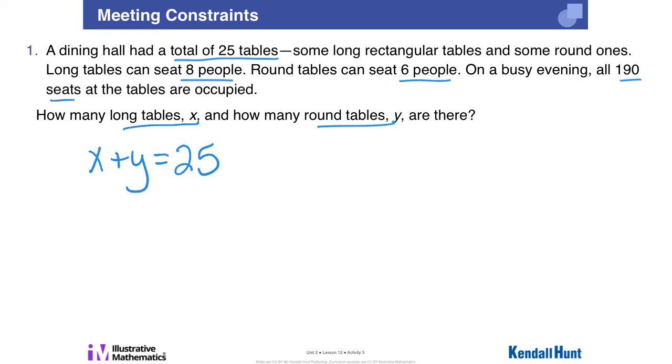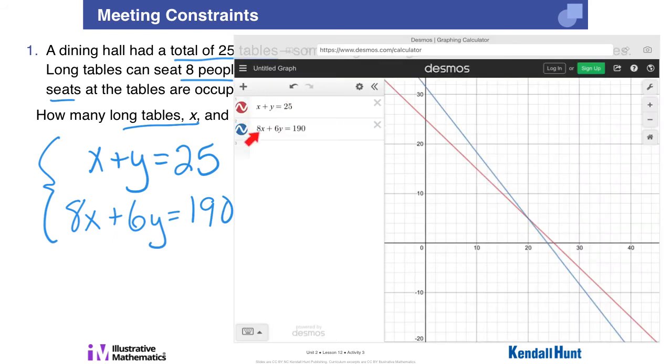So long tables were X, so they can seat 8 people each. Y is the number of round tables, they can seat 6 people each, and we have a total of 190 seats. So again, this is called our system of equations. And when I graph both of those equations in Desmos, that point where they cross right here is going to be the point that gives me the combination that I need.